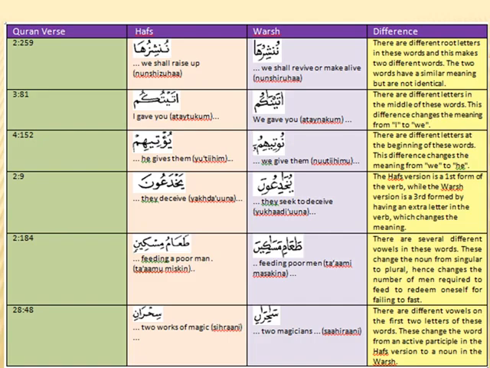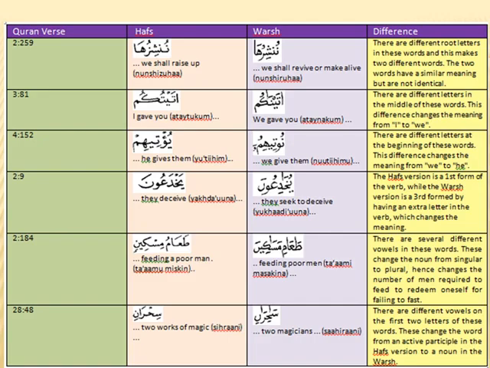Quran 2:9. In the Hafs, yakhda'un, they deceive. In the Warsh, yukhadi'un, they seek to deceive. The Hafs version is a first form of the verb, whilst the Warsh version is a third form, formed by having an extra letter in the verb, which changes the meaning.